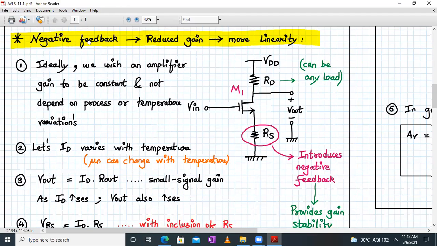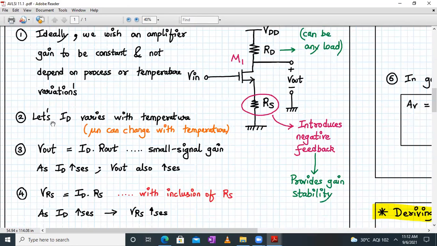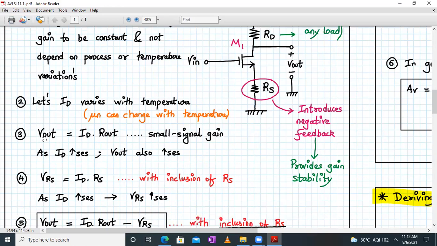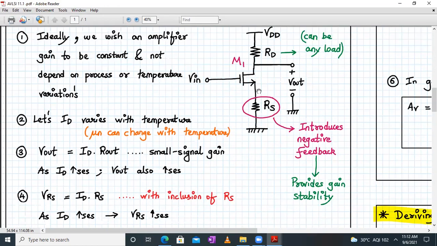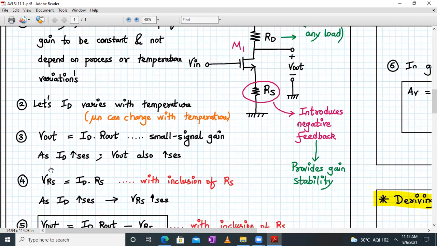So once we have negative feedback, it means we have a reduced gain, but with the advantage of having more linearity. Ideally we wish an amplifier gain to be constant and not depend on the process or the temperature variations. Okay, so let's say your ID varies with temperature. So mu n can change with temperature. So what will happen is, right now your Vout expression is what? Vout is given by ID into Rout, the drain current into the resistance Rout. That is a small signal gain, right? So as your ID increases, Vout also increases.